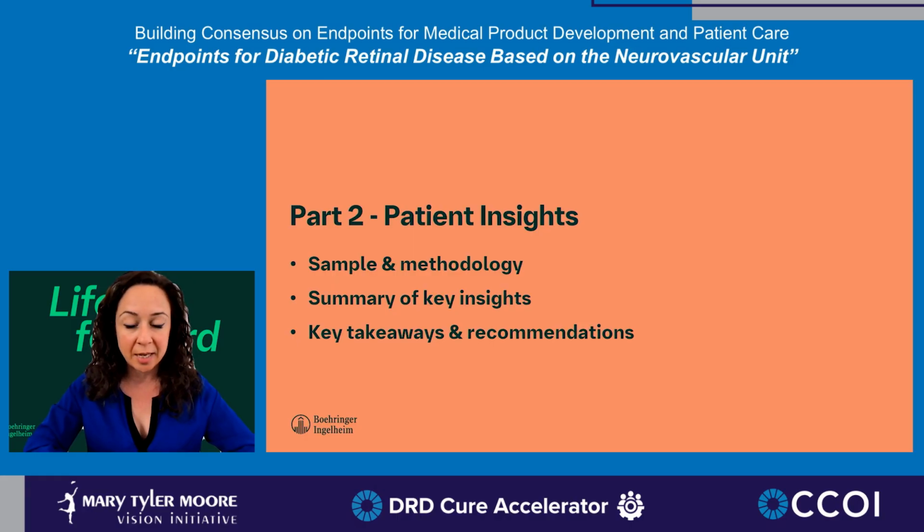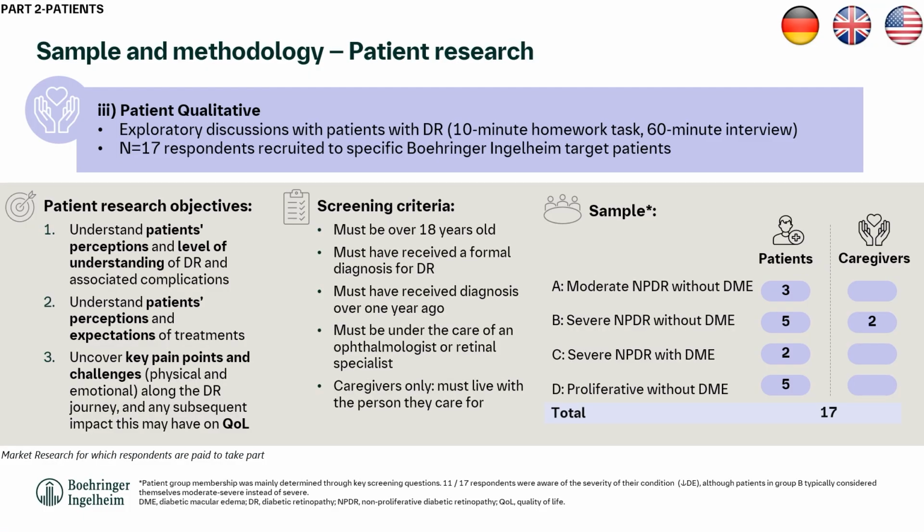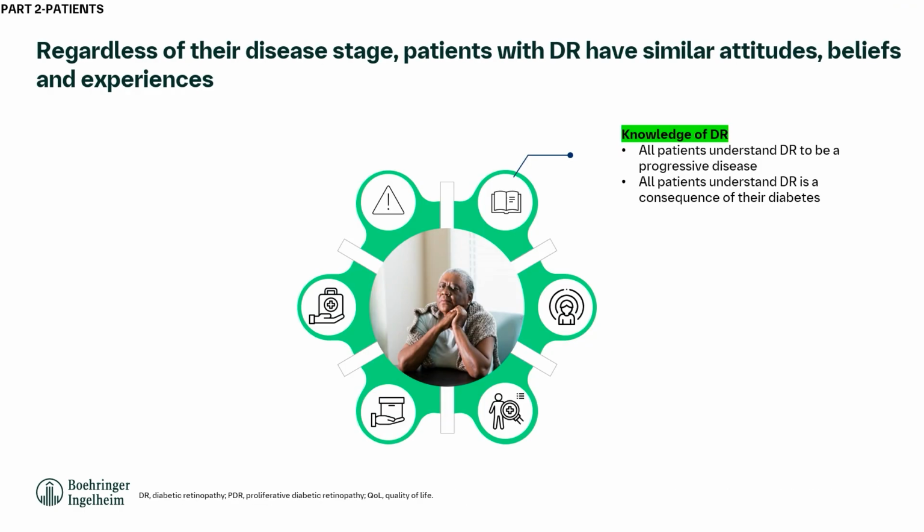Now, moving to the patient section of this research. So this was more a qualitative analysis where we interviewed 17 patients with 60 minutes interviews, and they also had some homework to perform. Patients were selected from a spectrum of the disease, from moderate stages all the way to proliferative stages. And we try to understand what they know about their disease, how they felt, and what were the key pain points. So all in all, it's interesting to see that they know about their disease, but not a lot. They just know it's a consequence of their diabetes and that is progressive.